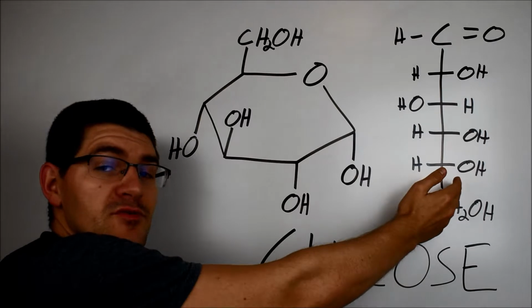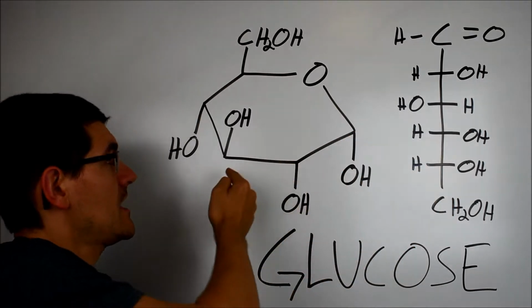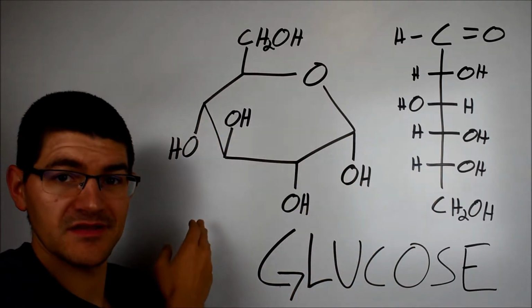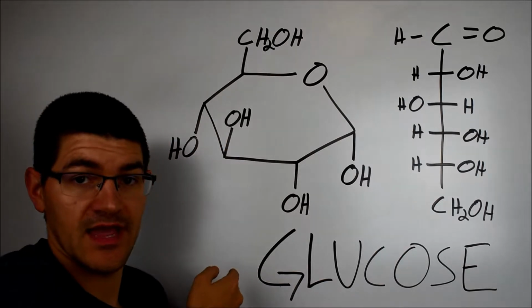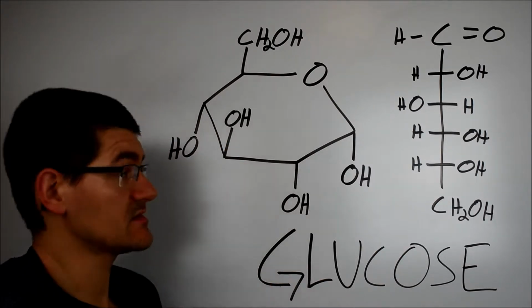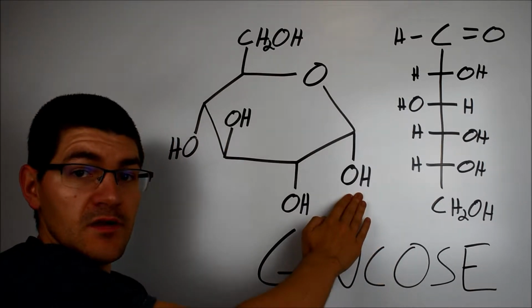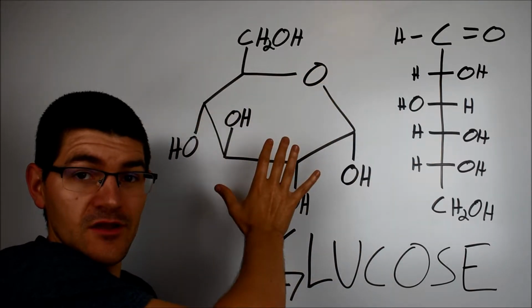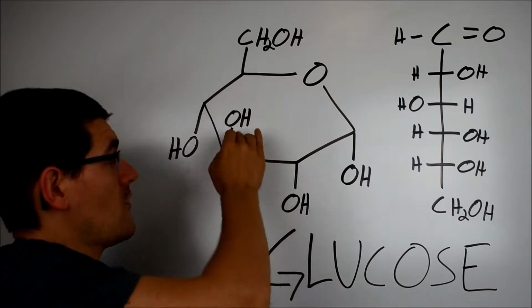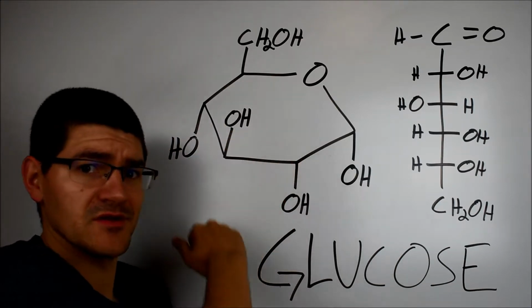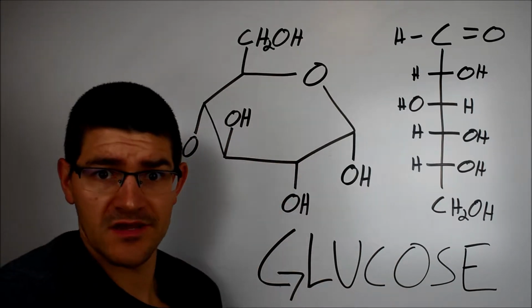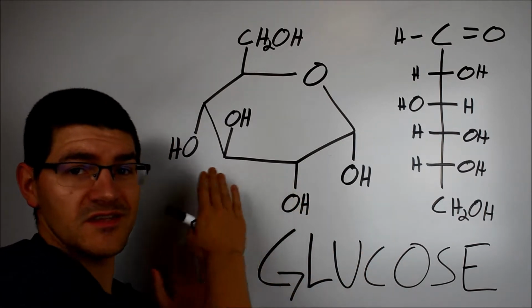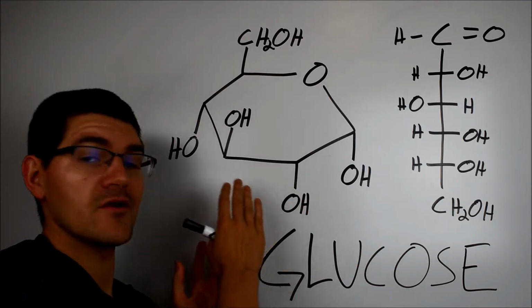Much like the Fischer projection, the Haworth projection has the lines of the OHs being very distinct, either straight up or straight down. Again, this is not by accident. If I take this OH over here and instead of being straight down, I make it straight up, that's a completely different configuration of glucose. If I take one of these and change it from straight up to straight down, it's not even glucose anymore. So again, this representation is very distinct and very purposeful.